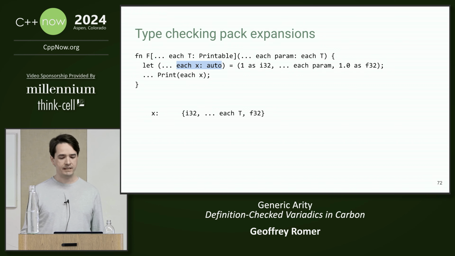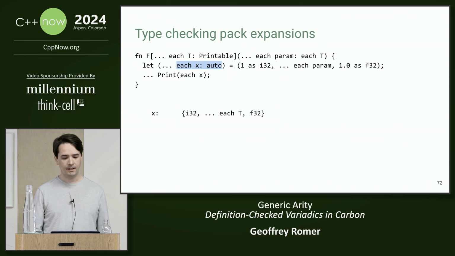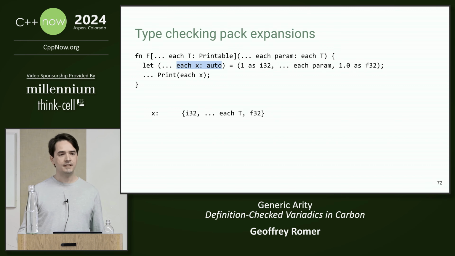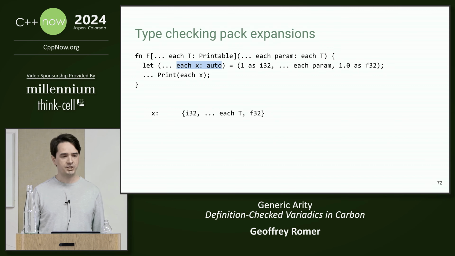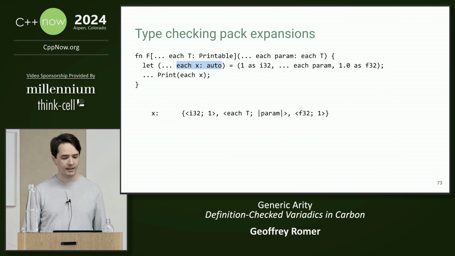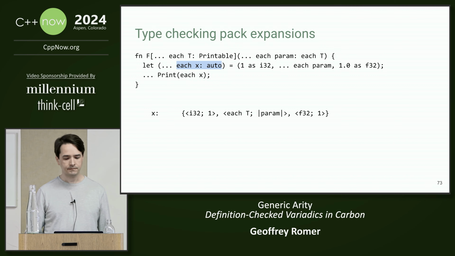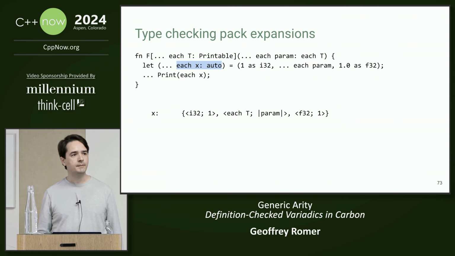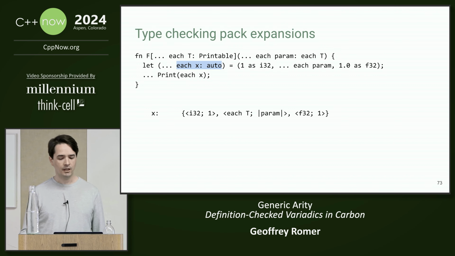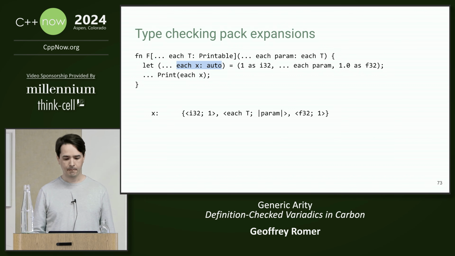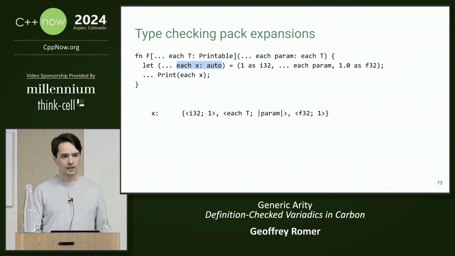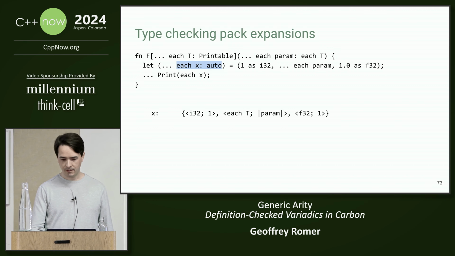But for consistency, we want to always represent packs as sequences of segments. But remember, a segment is basically a pack expansion expression with an explicit arity. So we can turn this into a segment by making the arity explicit and using angle brackets instead of an ellipsis. When a segment contains an each name like this one, we say that it's heterogeneous. Otherwise, we say it's homogeneous. So that's how we represent pack types.